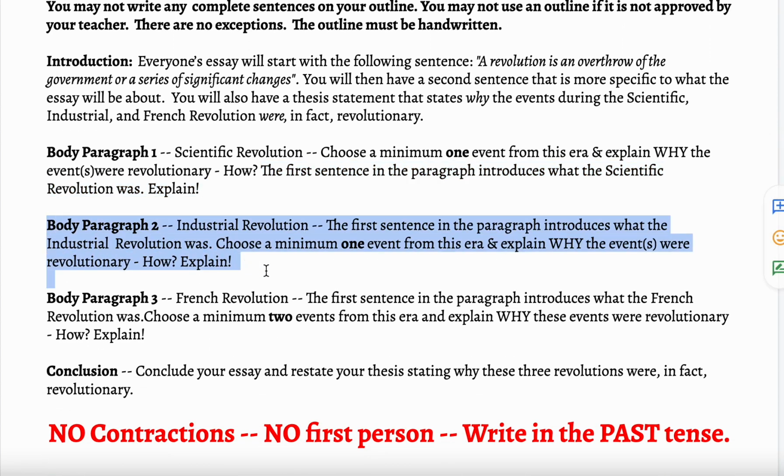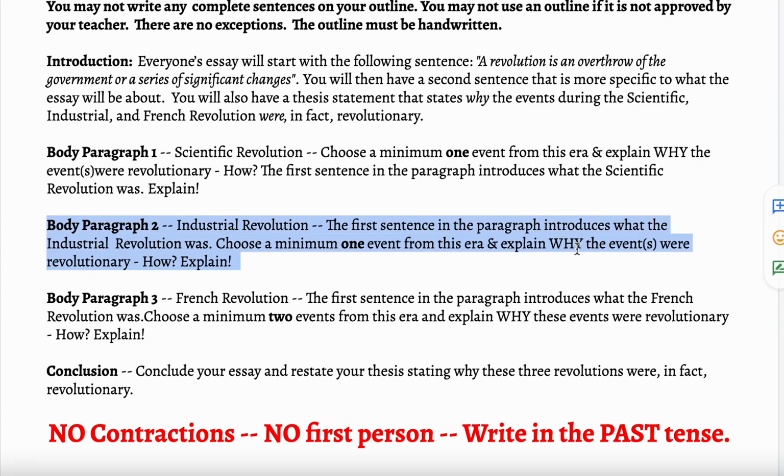Your second body paragraph is the Industrial Revolution. Again, the first sentence or two says, the Industrial Revolution was, and then you explain what the Industrial Revolution was. Give us the dates, where it happened. And I mean dates like when-ish, like what century. You'll tell us what the Industrial Revolution was, and then you'll give us an example of one or two inventions or one or two events from the Industrial Revolution and explain why the event was revolutionary.